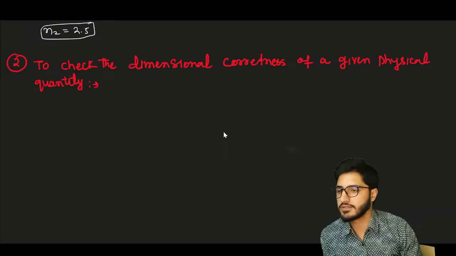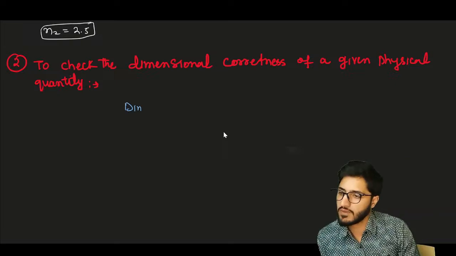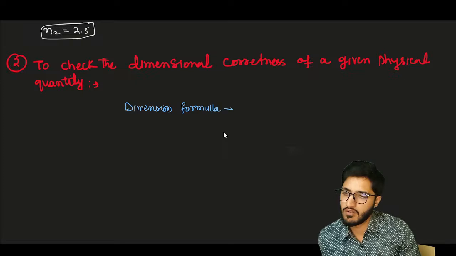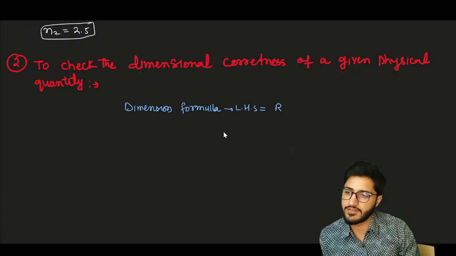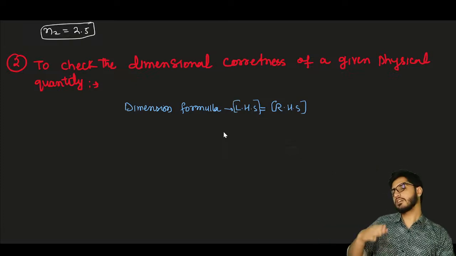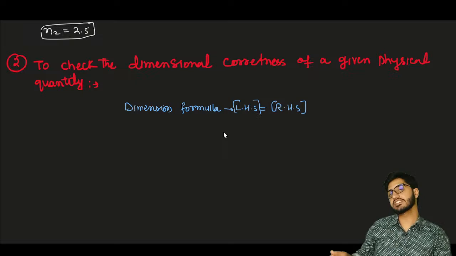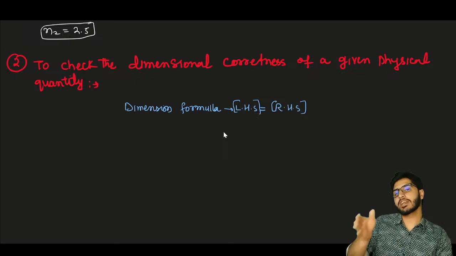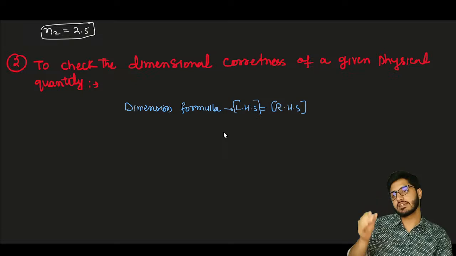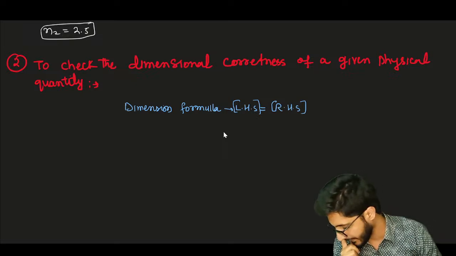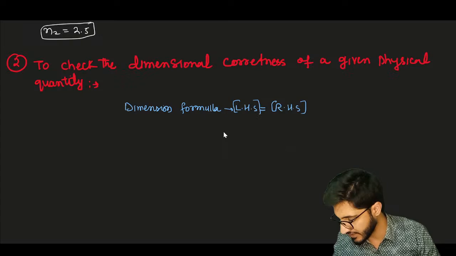So that means the dimensional formula of the left hand side should be equal to the right hand side. If the dimensional formula of the given physical quantity on the left hand side is equal to the dimensional formula of that quantity which is given to us on the right hand side, so we can say that this equation is a dimensionally correct equation.